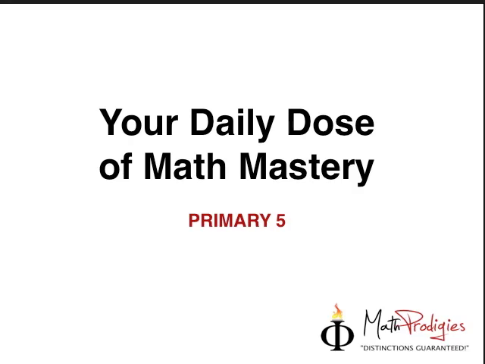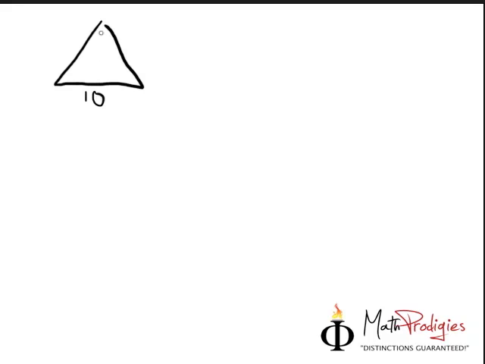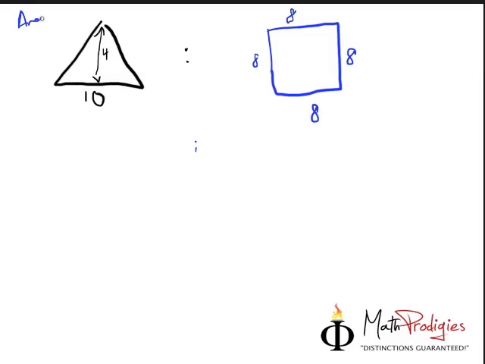So the area of a triangle of base 10 cm and height 4 cm is to what? What is the other one? A square of side 8 cm, because the sides of a square are all equal. Am I right? Yes. So what is the area? They want to ask you the area. So imagine that area. What's the area of this? 8 times 8 gives you 64.